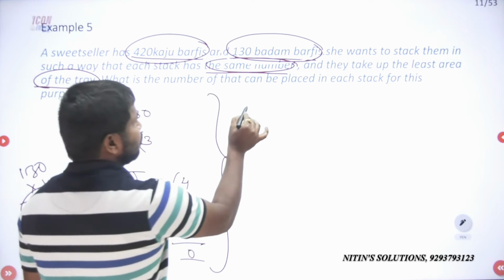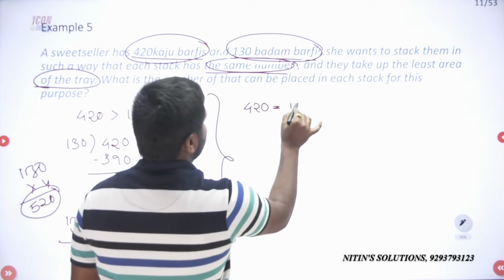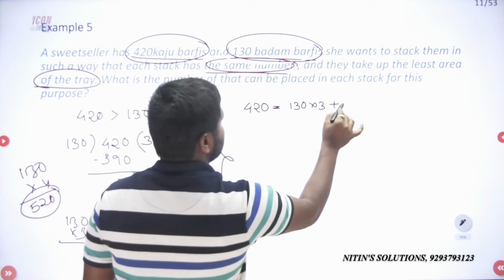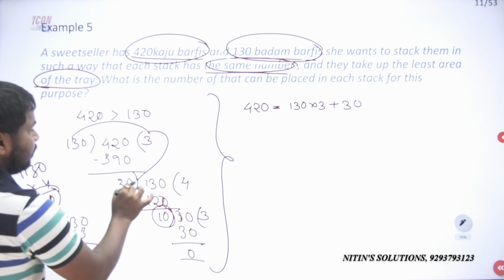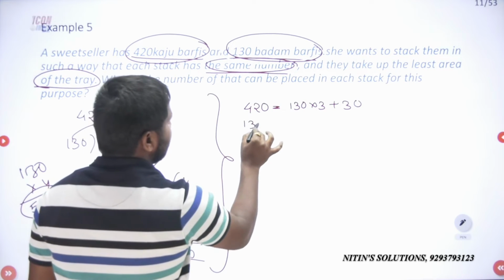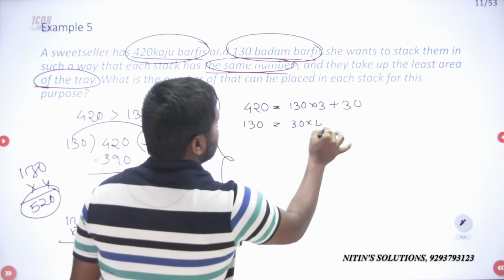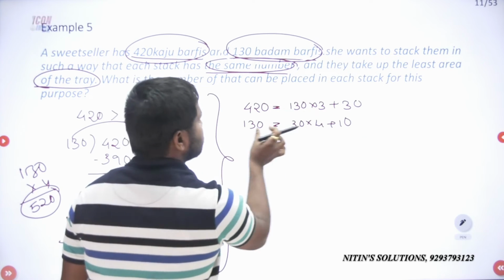Now, according to Euclid's division algorithm, how can we write it? 420 can be expressed as 130 into 3 plus 30. Yes or no? 130 into 3 plus 30. After that, 130 can be expressed as 30 into 4 plus 10. So 30 into 4 is 120, 120 plus 10 is equal to 130.